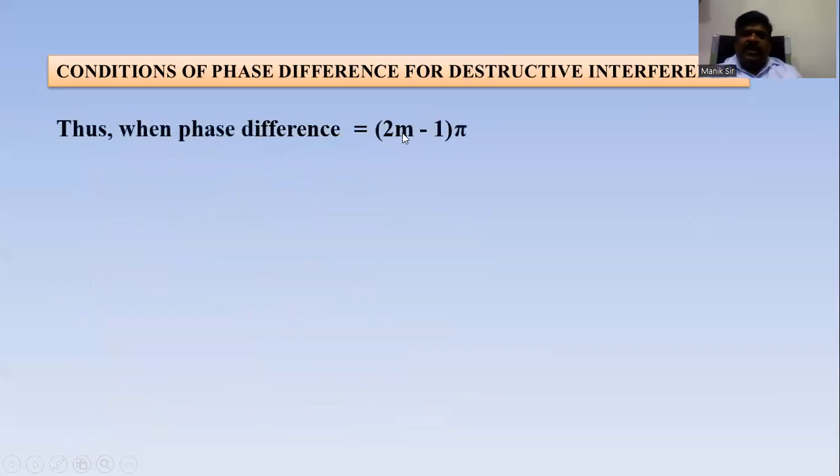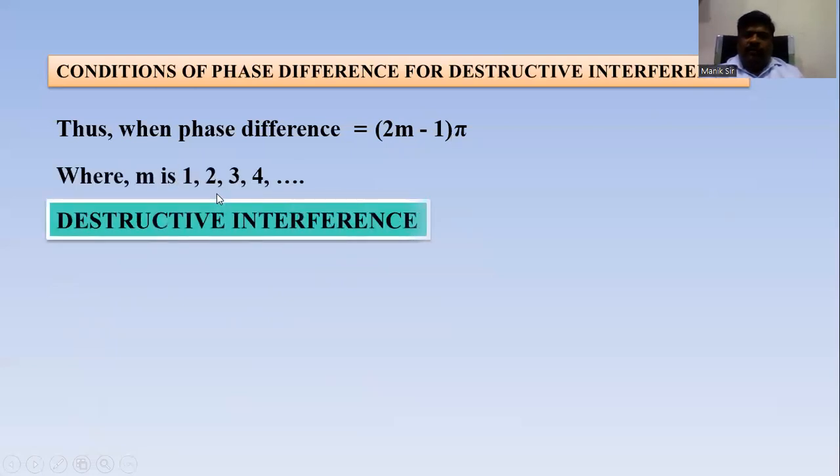When phase difference is what? How to indicate the odd number? It is 2m minus 1 into pi, and value of m may be 1, 2, 3, 4, and so on. So there is a destructive interference. Destructive interference होण्यासाठी phase difference हा odd integral multiple of pi आला पाहिजे.